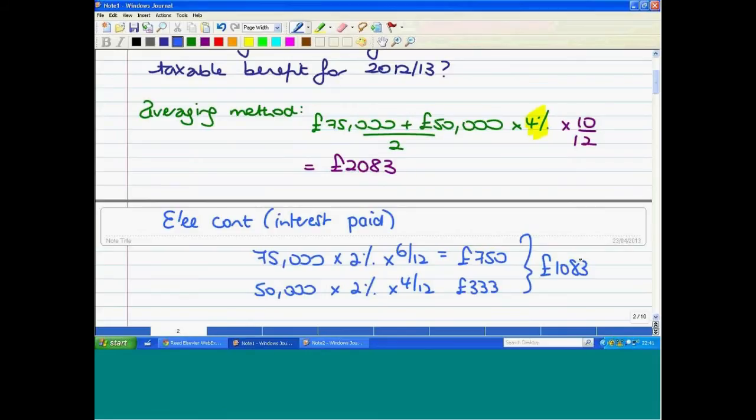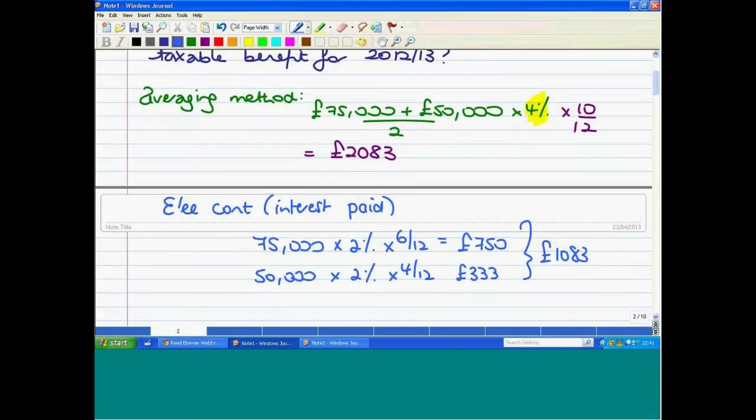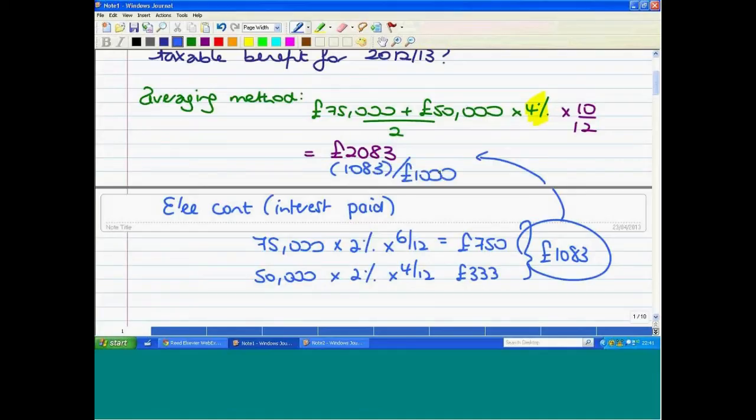Now, if we just do a very quick calculation back with the averaging method, if you had actually, instead of putting 4% in there and timesing by the 10/12, instead put 2% in, you obviously wouldn't have got the same answer. So what we should get when we actually use this figure here and we then deduct it from our averaging method is we get a nice round benefit amount of £1,000. And we wouldn't have got that if we'd put 2% in instead of that 4%.